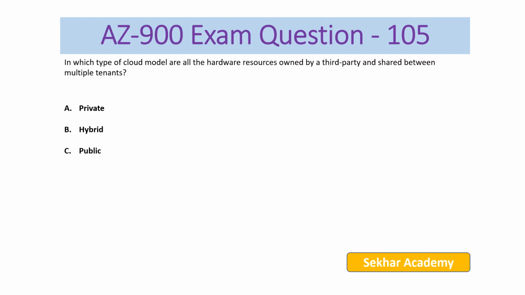AZ-900 exam question number 105. In which type of cloud model are all the hardware resources owned by a third party and shared between multiple tenants? Right? The hardware resources are owned by a third party and shared between multiple tenants. So here the answer is C, public cloud.